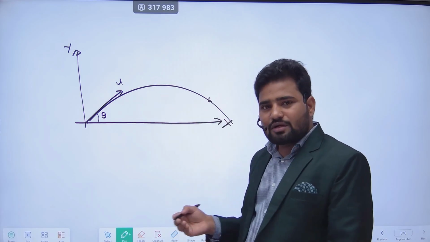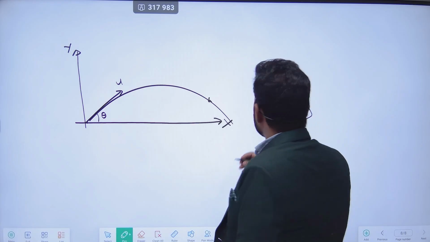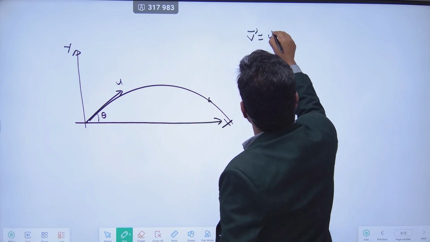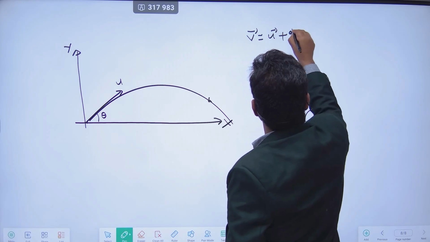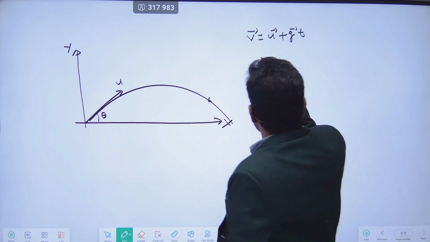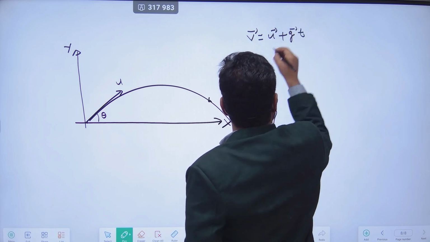How to solve this problem? To solve this problem, first we know the vector form of the equation of motion, that is v is equal to u plus g into t. So from here, v is equal to u plus g into t.